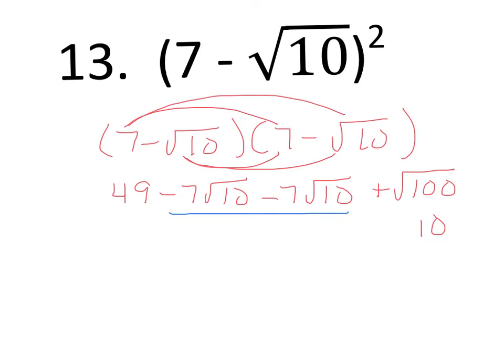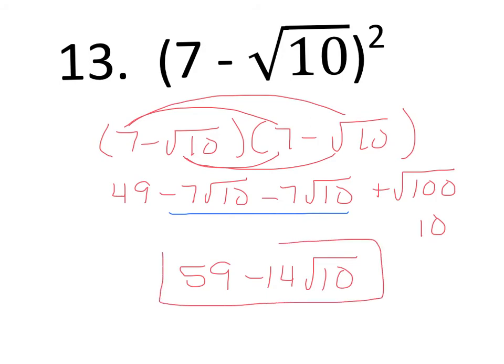So I'm going to combine like terms. So I have 49 plus 10, so that's 59. And now I'm going to put together this guy right here, and I'm going to get negative 14 root 10. Remember, that 10 does not change. That just tells us we can put them together. And that's going to be my final answer.